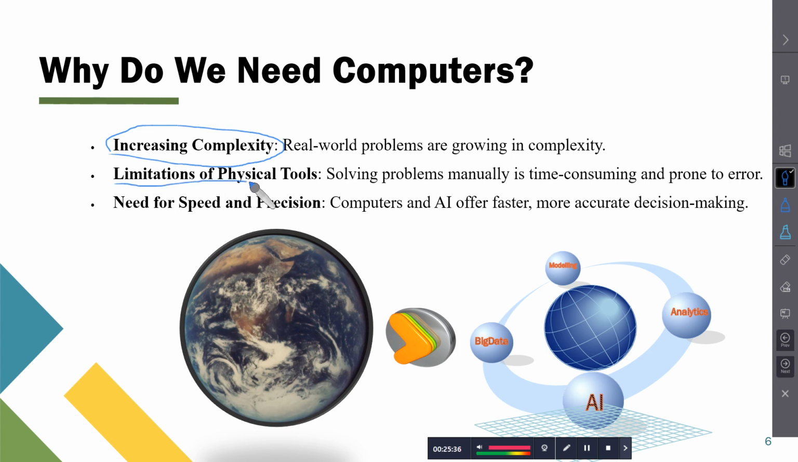Let's dive into the second one. Limitation of physical tools. Traditional physical tools often fall short when dealing with these complex problems. They can be slow, imprecise, and limited in scope. This is the limitation. Consider the difference between using traditional tools and a modern computer for a complex calculation. The computer's speed and accuracy are incomparable in the physical world if we want to calculate something. But if we come here in the cyber world, that solves this limitation.